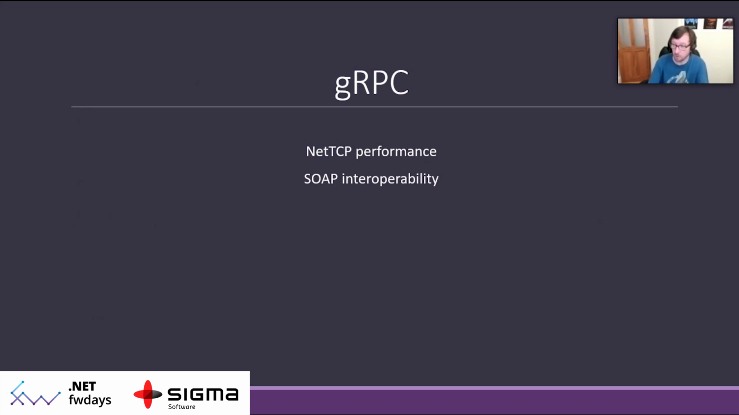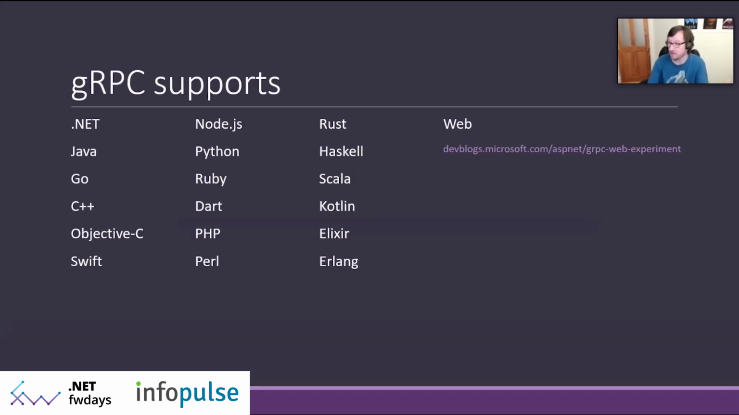But gRPC also provides the same level of cross-platform interop that SOAP used to give us, even though back in the days of SOAP there were only 3 platforms, and now there are over a dozen. gRPC supports all of these. The first two columns down to PHP have officially supported gRPC compilers. Perl, Rust, Haskell, Scala, Kotlin, Elixir, and Erlang all provide community-provided compilers.